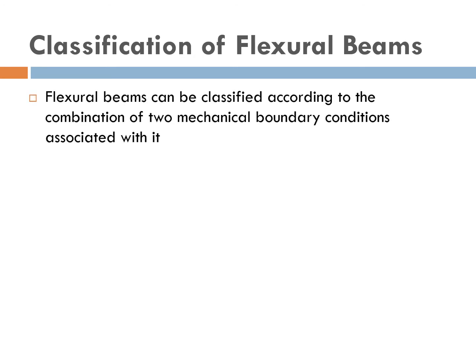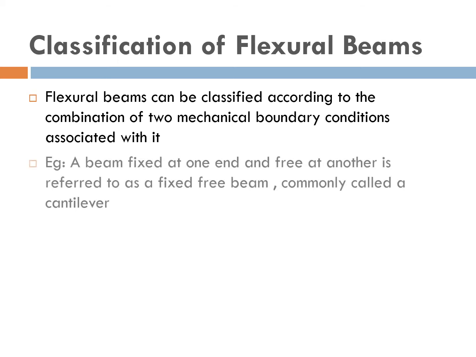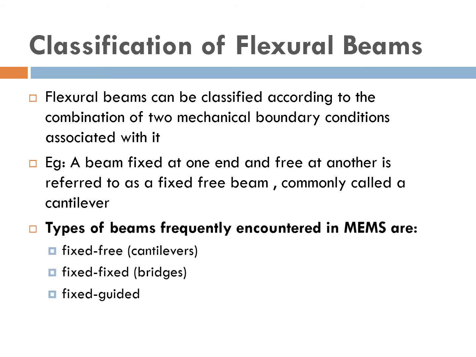Flexural beams can be classified according to the combination of 2 mechanical boundary conditions associated with it. For example, a beam fixed at one end and free at another is conveniently referred to as a fixed free beam, commonly called a cantilever. In MEMS research, the following types of beams are most frequently encountered. First one is fixed free, otherwise called cantilevers, then fixed or bridges, and fixed guided type of beam.